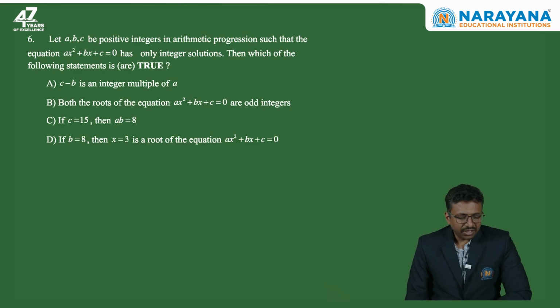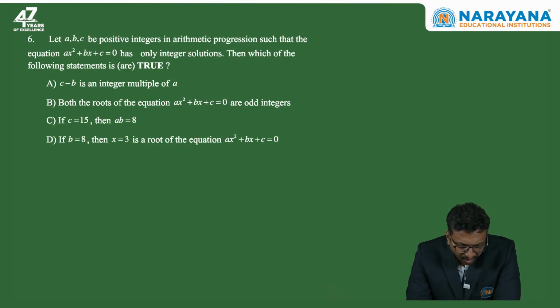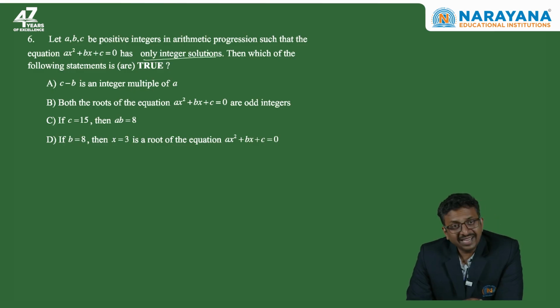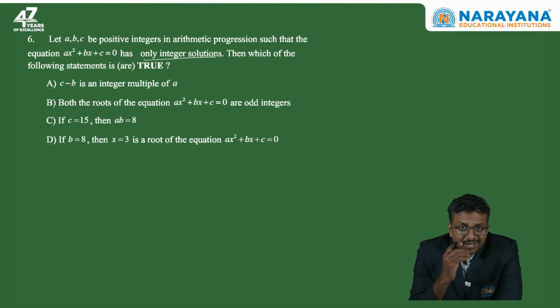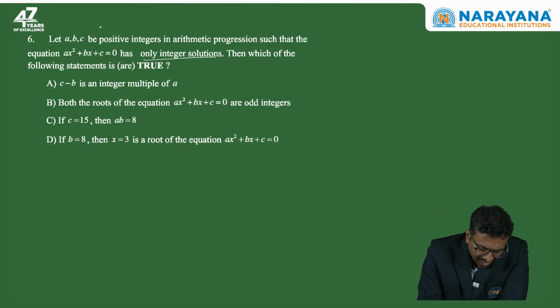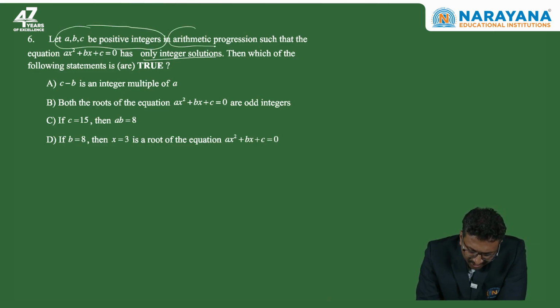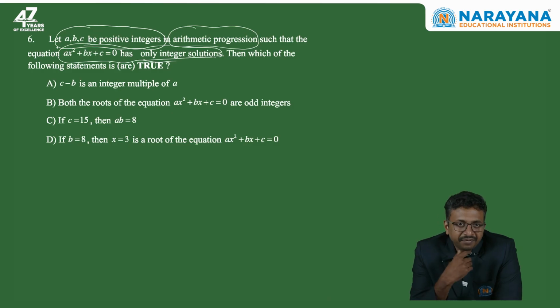So now in this question, it's given that a, b, c are positive integers in arithmetic progression such that the equation ax square plus bx plus c equal to 0 has only integral solutions, integer solutions. Then which of the following is correct? So what are the pieces of information that are given in this question? a, b, c are positive integers is one piece of information. They are in arithmetic progression. And the roots of ax square plus bx plus c equal to 0 are integers. These are the three pieces of information that are given.